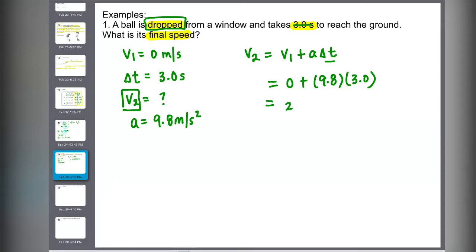Punch it in the calculator, 0. You don't have to do anything about it. You can go 9.8 times 3. Punch it in the calculator. The answer is 29.4. And because I'm looking for speed, the unit is 29.4 meters per second. Not too bad? All right, try the next one. If you're brave enough, pause the video, read the question and write out the givens and see if you can solve for it without looking, and then check your answers back with me.